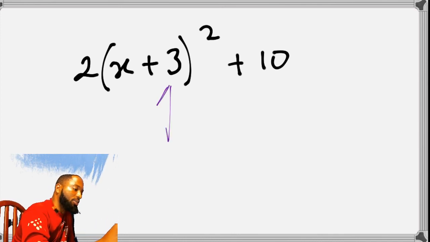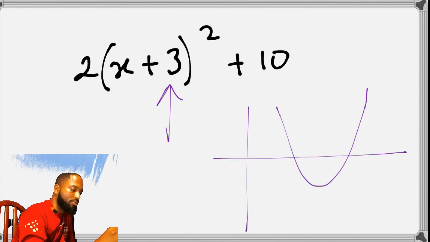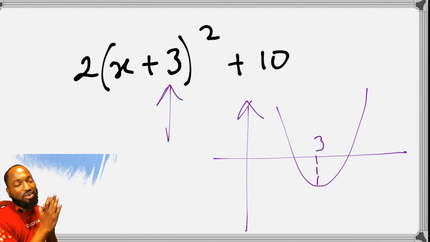This number here corresponds to the x value. That value there must be 3. The x value of the minimum point. Sorry.